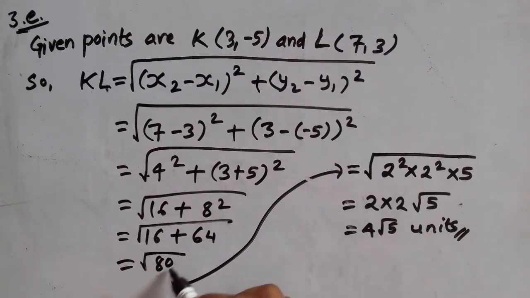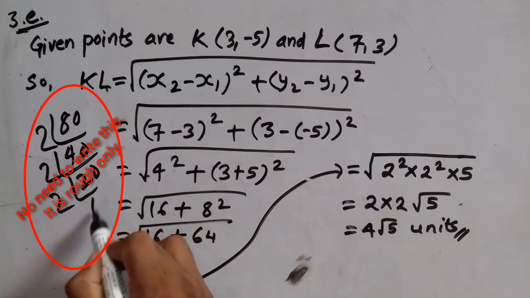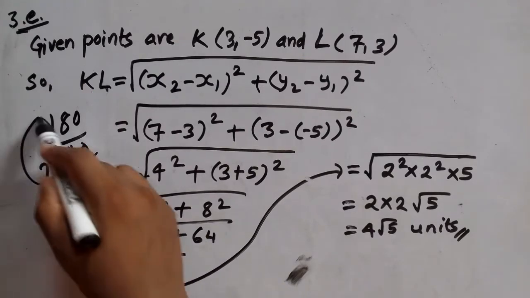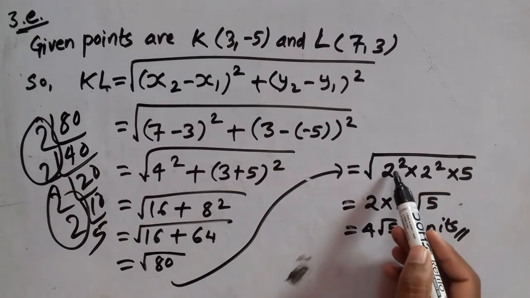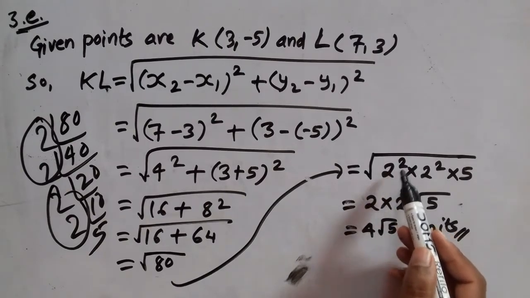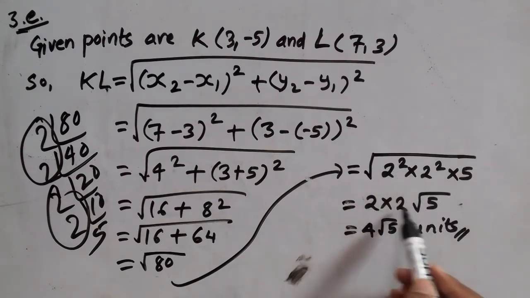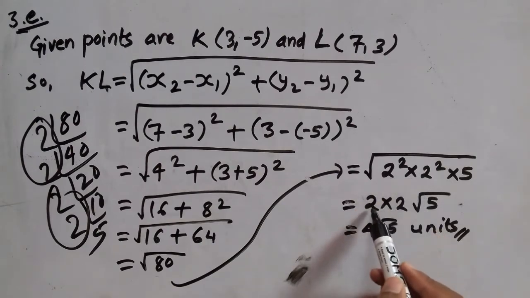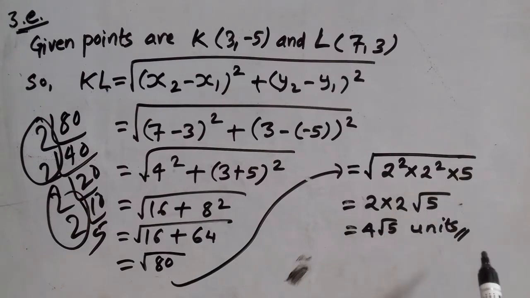Then we have factorized 80: 2 40, 2 20, 2 10, 2 5. Like this we have factorized and arranged it in powers of 2, because this is a square root, which means the numbers taken out from inside should be of power 2. So this power 2 and this also power 2 will come out, and there is a multiplication sign between them. 2 into 2 is 4, and 4 root 5 units is the answer.